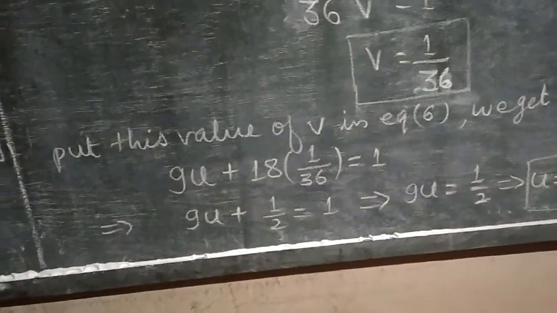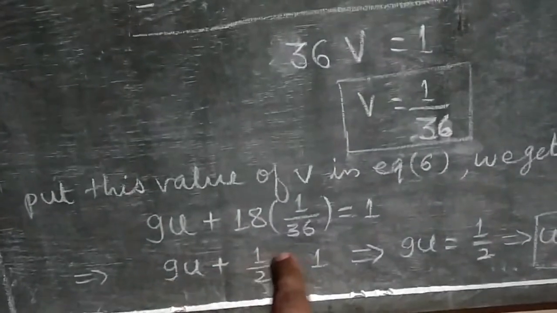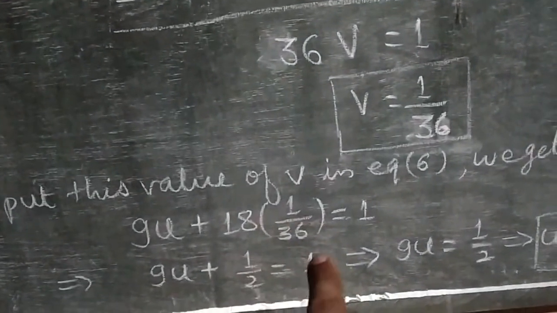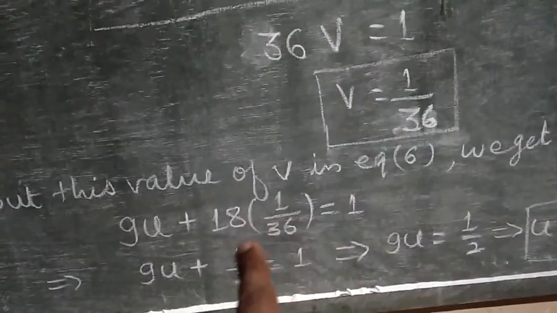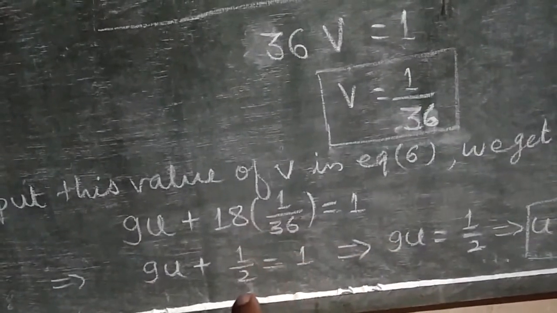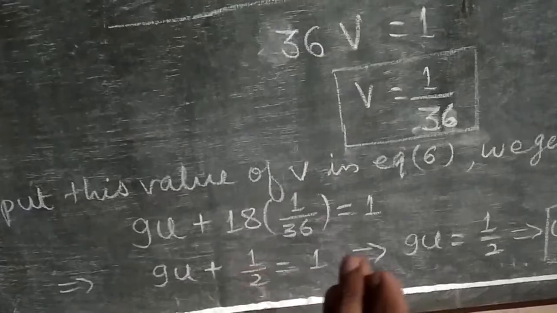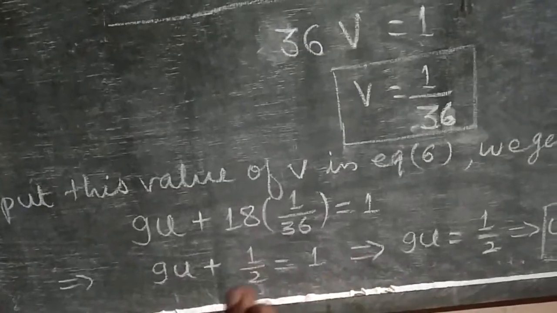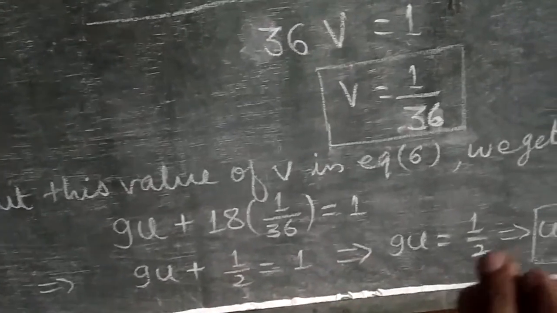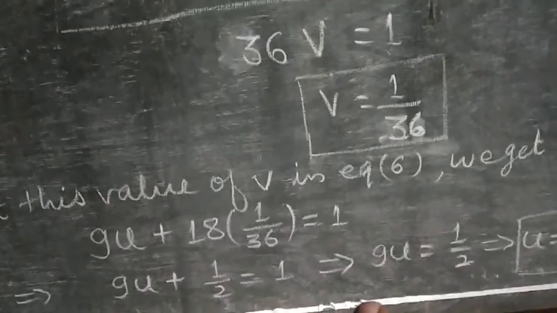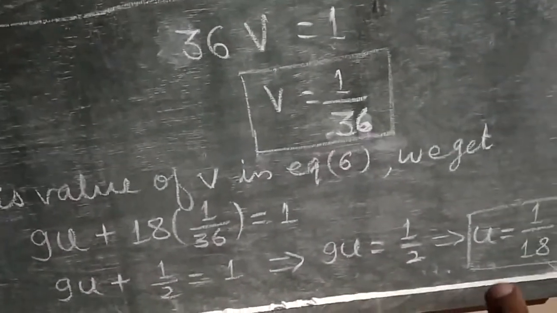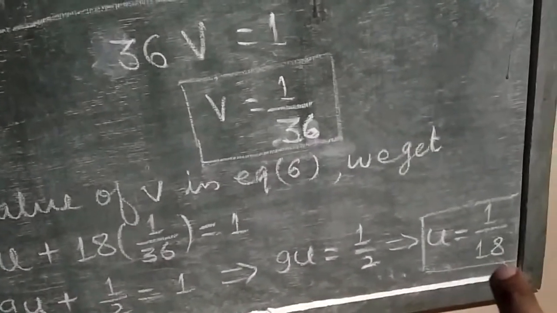I am putting it in equation 6. So 9u plus 18v, in place of v we write 1 upon 36, equal to 1. So 18 will cancel with 36, and we get 1 upon 2. Transfer 1 upon 2 to the right hand side, it will become 9u equal to 1 minus 1 upon 2, that is 1 upon 2. Transferring 9 to the right hand side, we get 1 upon 2 into 9, that is 1 upon 18.